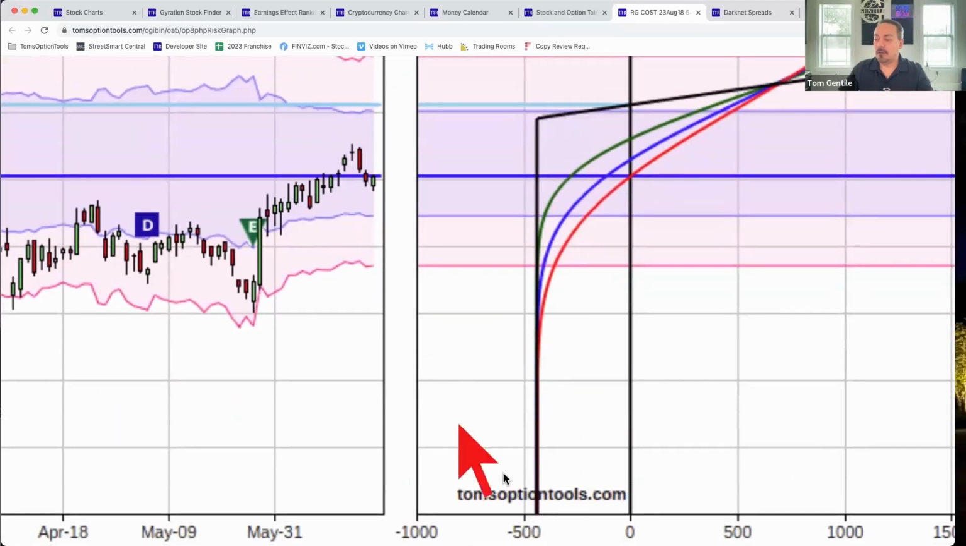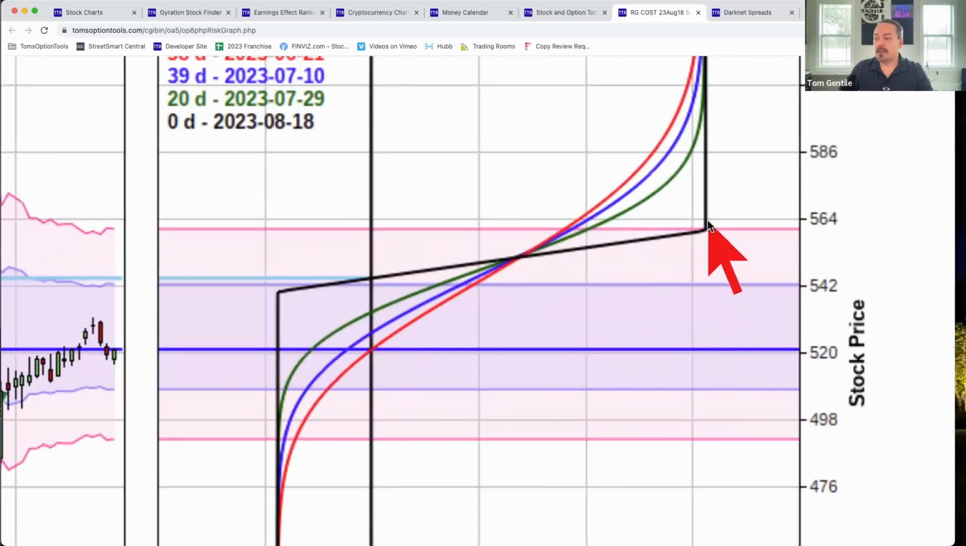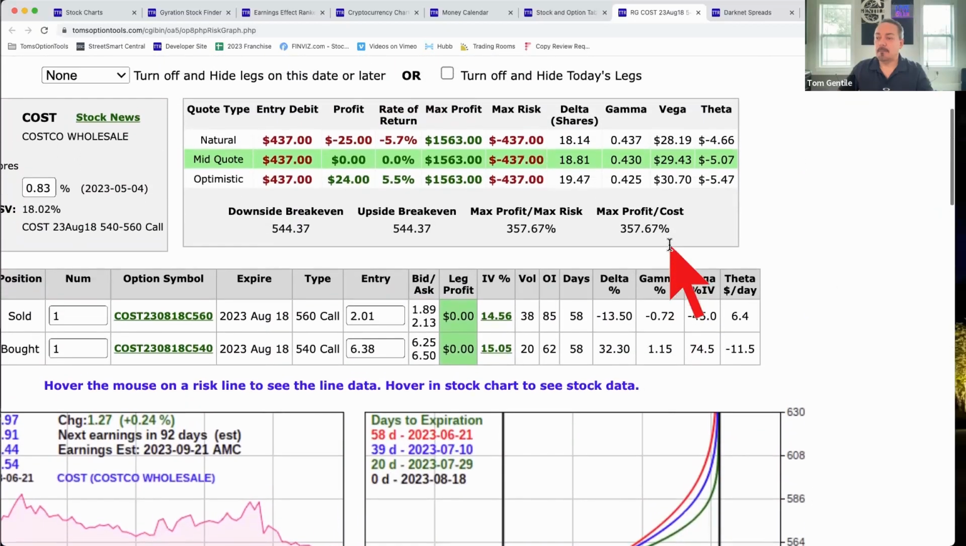$437 risk. You can see that no matter how far it drops down, we've got a break even. We've got a hurdle above, right? And then here's your maximum gain. That's way out here past 1,500. I have all that data right up here.